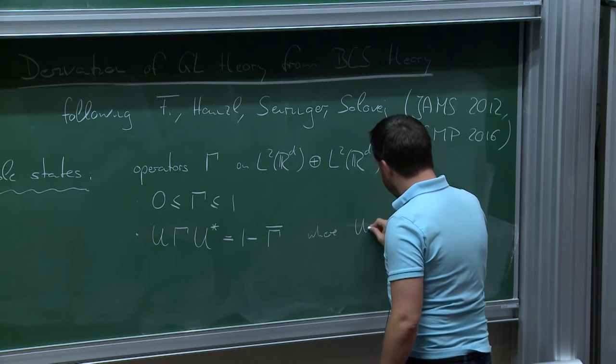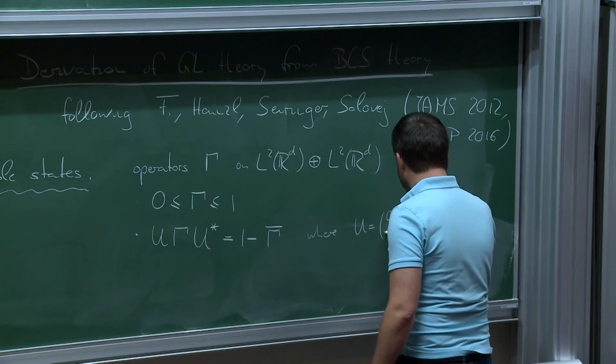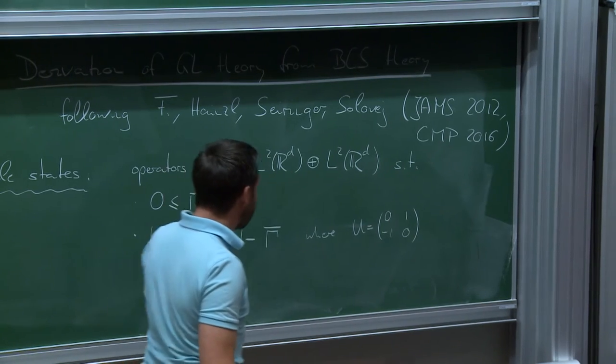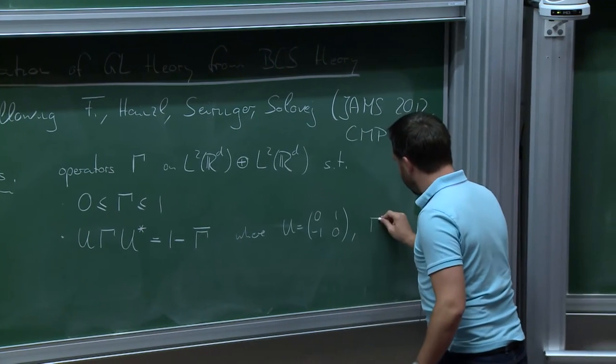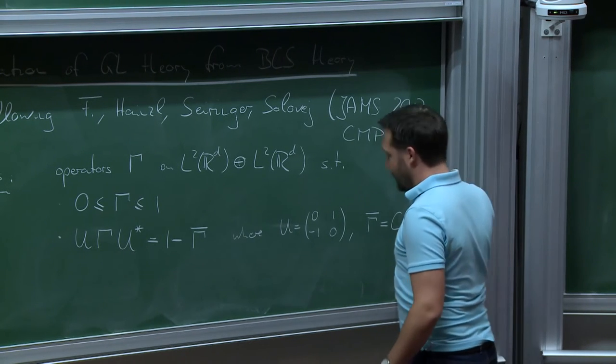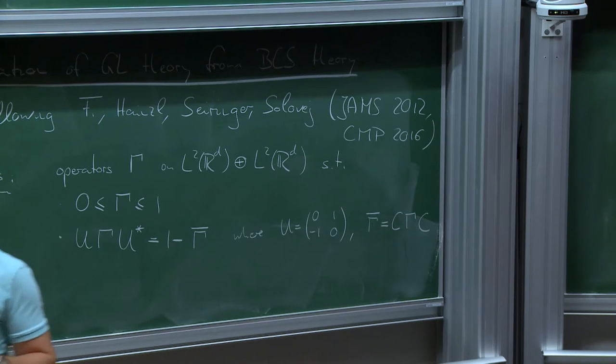Where U is the matrix 0, 1, minus 1, 0. So that somehow flips the matrix around a bit. And Gamma bar is equal to Gamma surrounded on the left and on the right by complex conjugation. Now, I know this is a little bit strange in this theory, but we need complex conjugation.